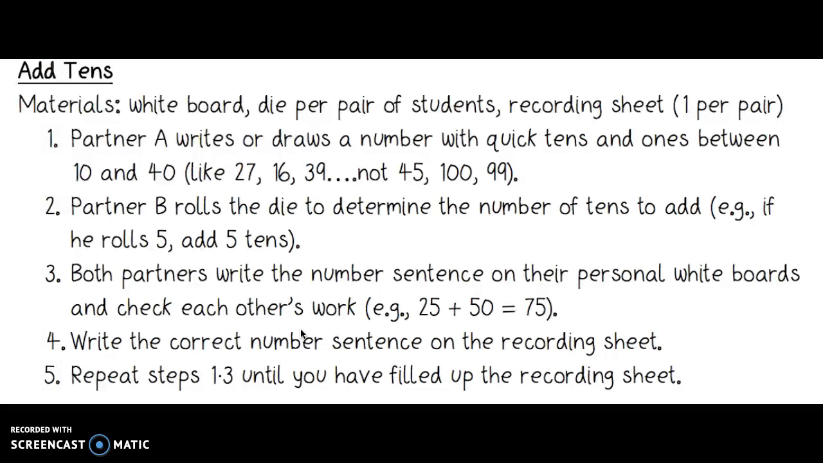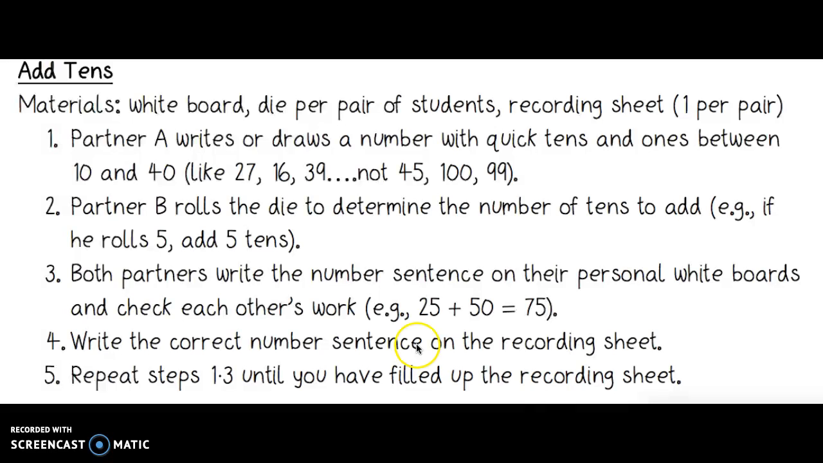Step 3, both partners are going to write a number sentence on your whiteboards and check each other's work. So if partner A wrote 25 and then partner B rolled 5, the number sentence should say 25 plus 50 equals 75.